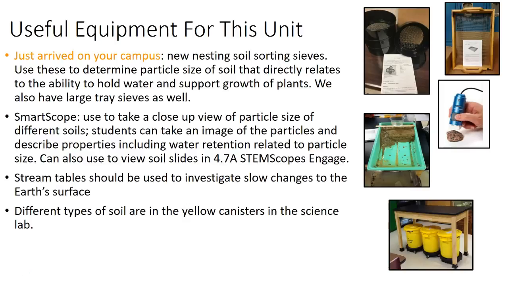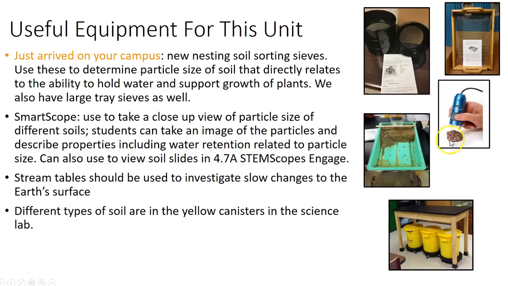And then finally, as we finish up, I just want to remind you about some useful equipment for this unit, as well as talk about the stream table. Just arrived on your campus are some new nesting soil sorting sieves, and those are pictured up here. There are different screen sizes so your students can sort by particle size. We also have some tray sieves that are in the lab as well, but these are some new resources that we have. We also have the Smart Scope. There's a great engaged lesson in 4.7a where students make a little soil slide with tape and soil, and then you could use the Smart Scope to take a close-up look at that.